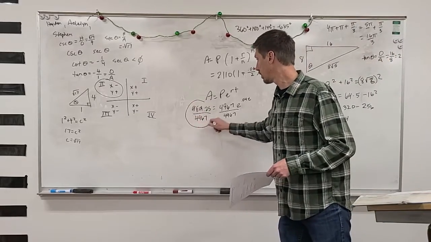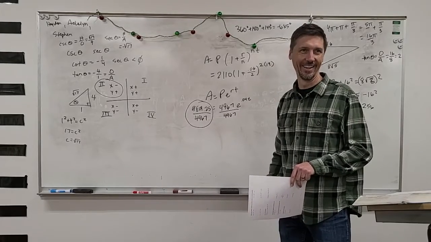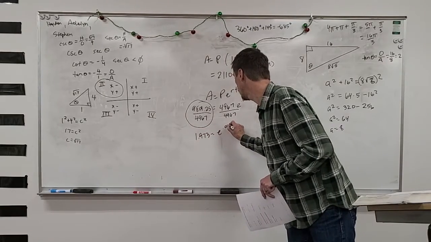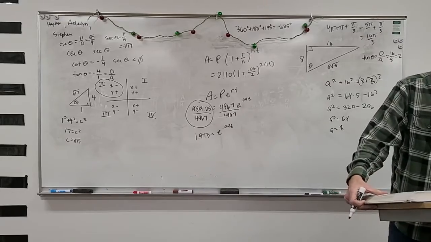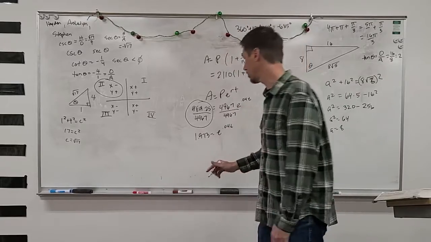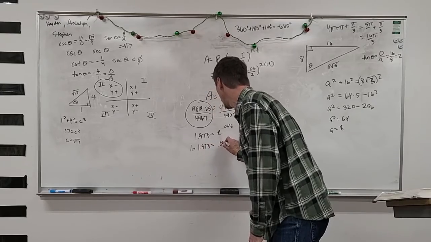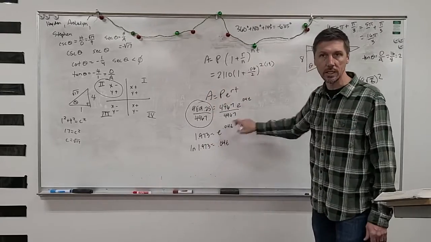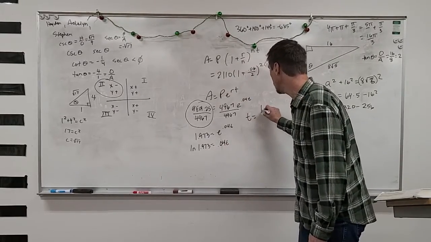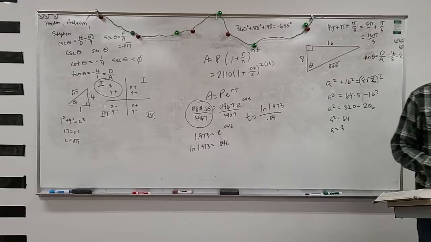Close enough would be fine. 1.973 equals e to the 0.04t. I just want to make sure you guys know, how am I going to find t? ln. This will help you with some of the other problems as well. So I can say that ln of 1.973 equals 0.04t, because the ln will undo the e to the power of this. Then I divide both sides by 0.04. So my answer is going to be ln of 1.973 divided by 0.04, and that will give me the time, the number of years.